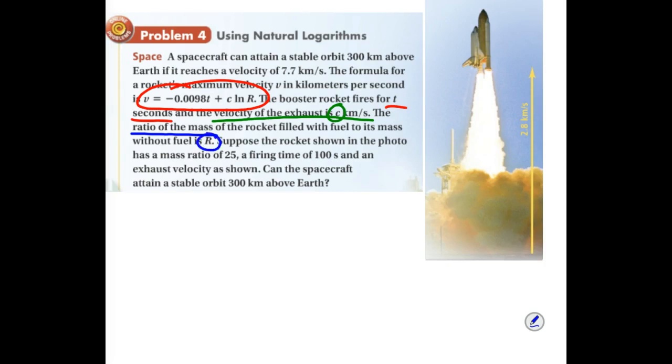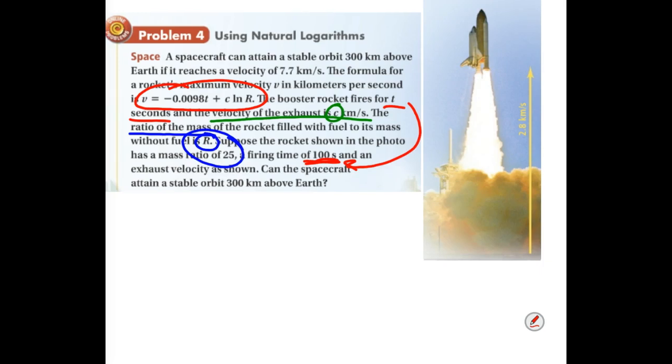Suppose the rocket shown in the photo has a mass ratio of 25. That means r is 25, yes? It has a firing time of 100 seconds. So that's our t value. And it has an exhaust velocity as shown. So in the picture here, we are told that our c value is 2.8. So when I look at this big complicated equation, I'm given a value for t, I'm given a value for c, and I'm given a value for r. All I have to do is plug them in.